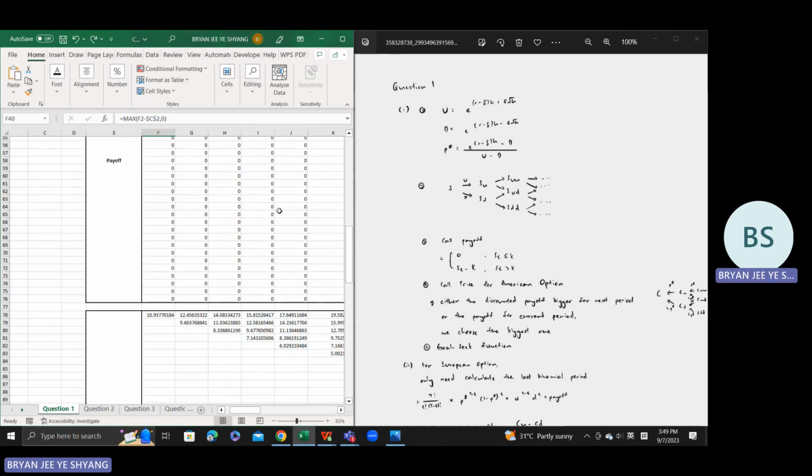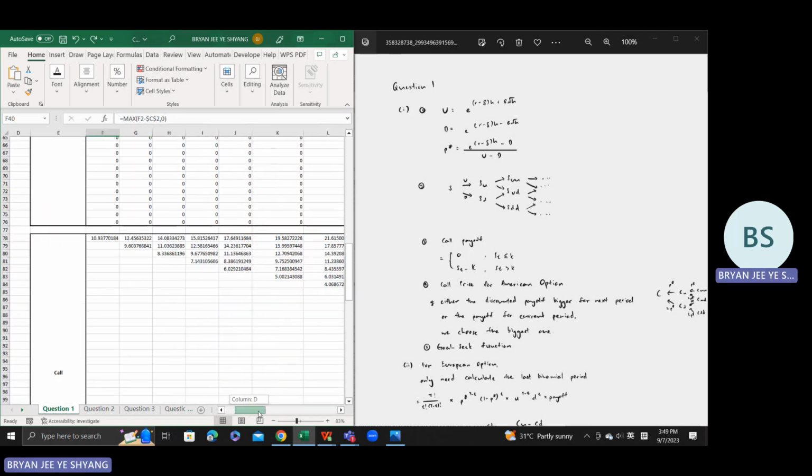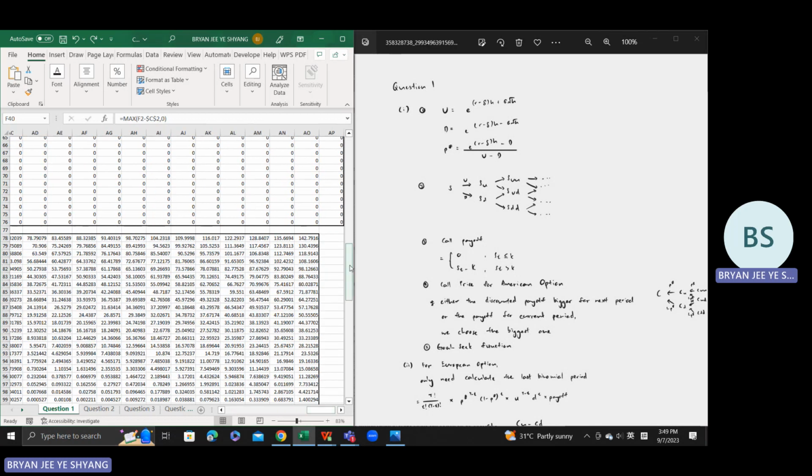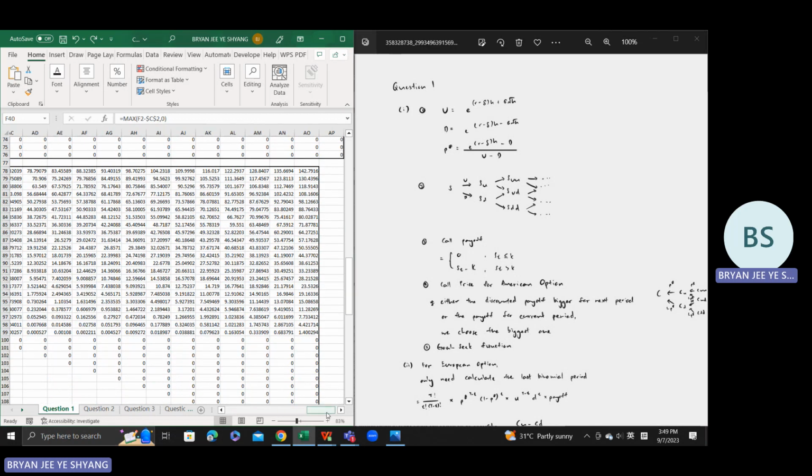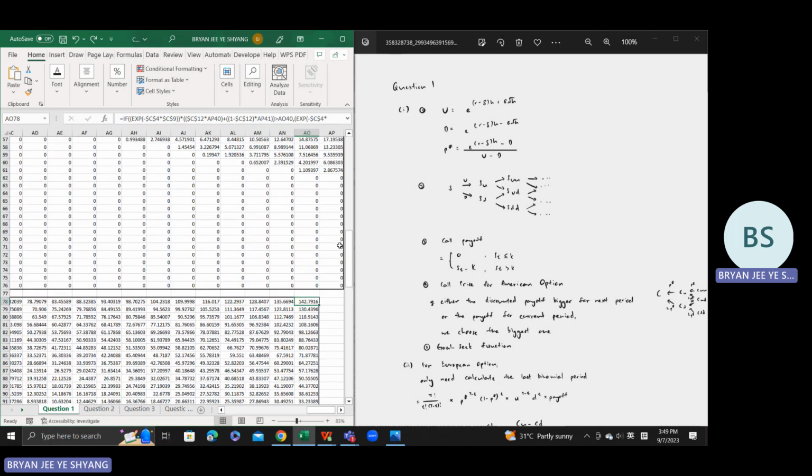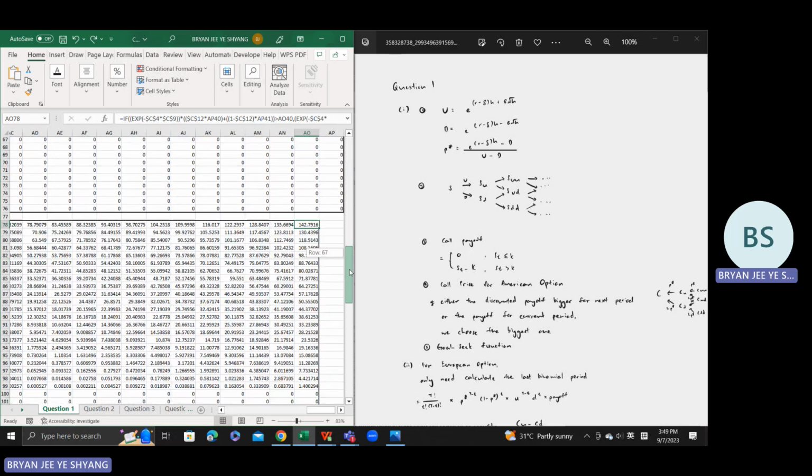After constructing the payoff, how can we construct the call price for the American call option? We will put the payoff for the last period first. How to calculate the payoff for the last period for an American call option? Look at this condition: it's either the discounted payoff for the next period or the payoff for the current period. So we choose the biggest one. So we have this kind of formula here.